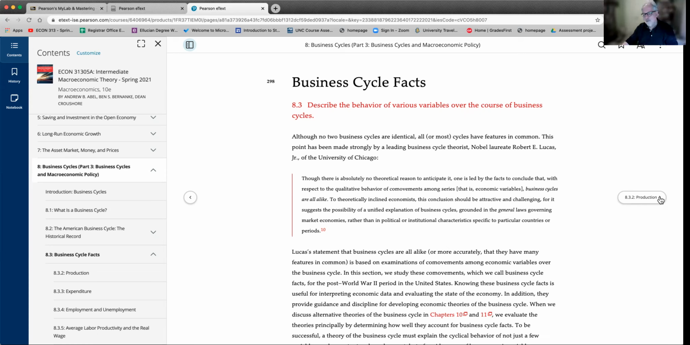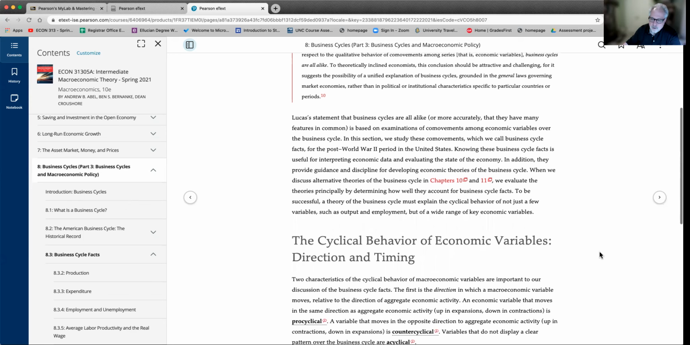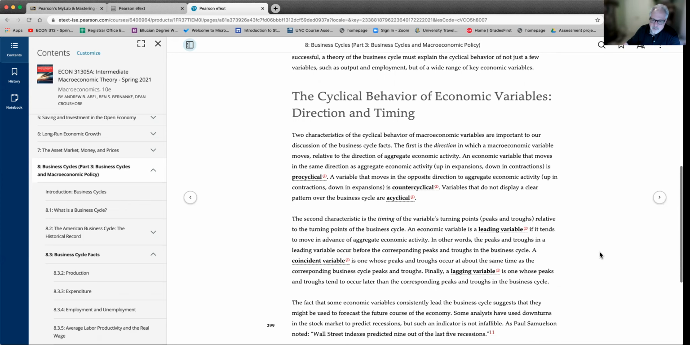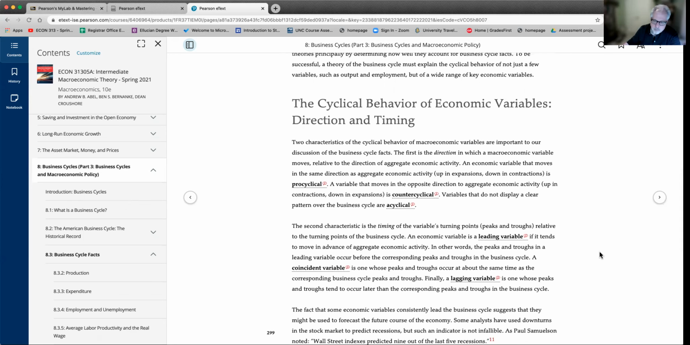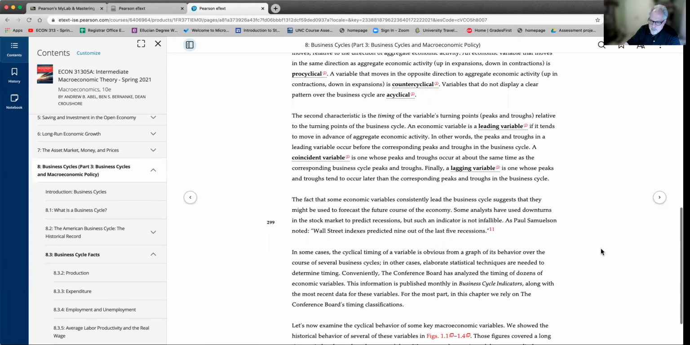For example, when the economy is doing really well, real GDP is going up, but the unemployment rate is going down. So sometimes they move in opposite directions, but they're moving together in that regard. So we talk about direction and timing. Are they pro-cyclical or counter-cyclical? Are they moving with the cycle or against the cycle? Unemployment rate would be one that's moving opposite from the cycle. When the economy is going up, the unemployment rate is going down, but employment is pro-cyclical. It's going up when the economy is doing better.